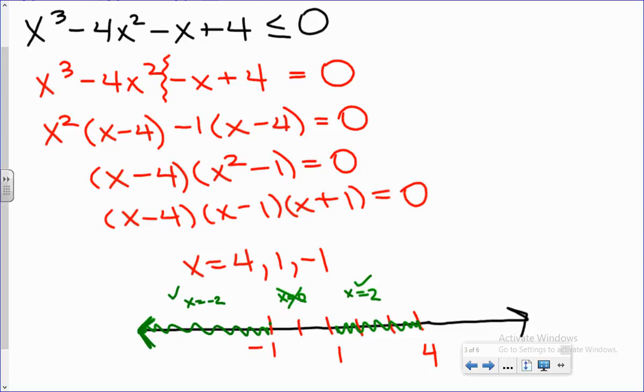And just to be sure, let's check from 4 to infinity. I would plug in 5. That's the smallest number we can pick there. When we plug in 5, it doesn't matter what the value is, we just need to figure out how it compares to 0, right? So 125 minus 100 minus 5 plus 4. Is that going to be positive or negative? It's going to be positive, which is not less than or equal to 0, so that is not going to work.